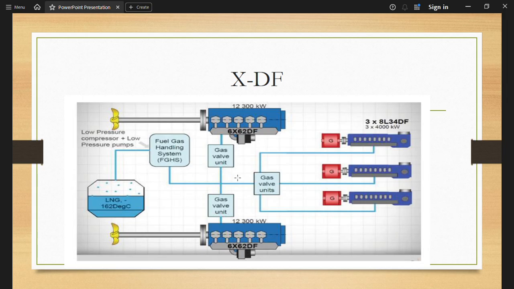Through it will go to the gas valve unit, and it will go to the generators, and then it will go to the gas valve unit, and through it will go to the main engine, and from where it is rotating the propellers. Okay, now we go again down.